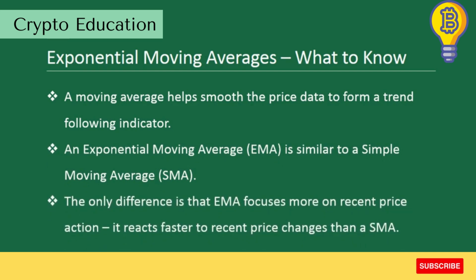The exponential moving average is similar to a simple moving average. The only difference is that this type of moving average reacts much faster to recent price changes than a simple moving average. That is to say, it focuses more on recent price action, so it can help us a lot better in predicting how the price will move in the future. I think it works better in a volatile market like the cryptocurrency market.